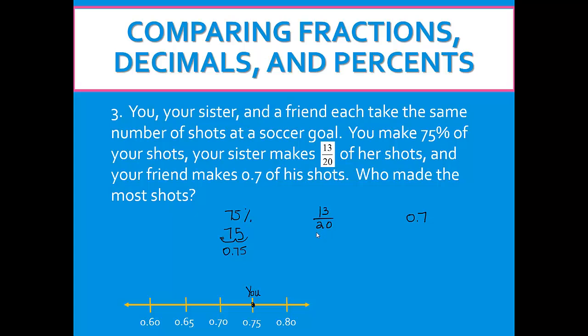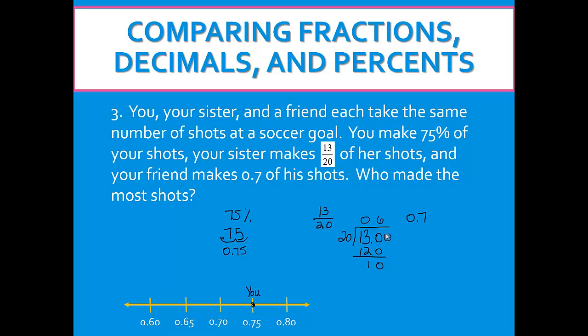Now 13/20. I can convert a fraction to a decimal by using division. So I can do 13 divided by 20. 20 cannot go into 13, so I'll go ahead and start with my 0. Now I'll add a decimal and a 0, and I'm going to go ahead and divide again. 20 goes into 130 6 times. 6 times 20 is 120. And when I subtract, I get 10.